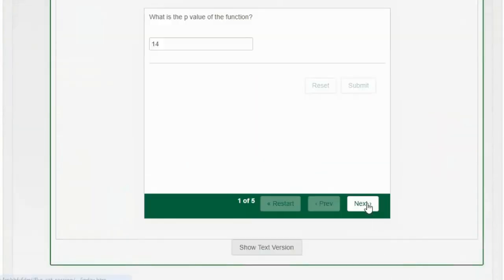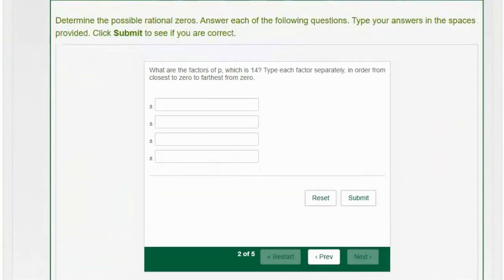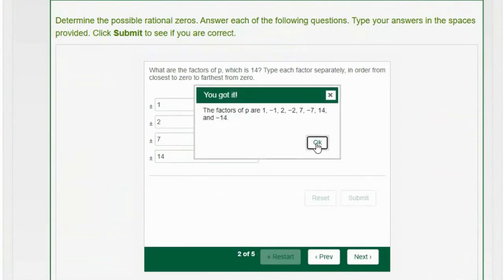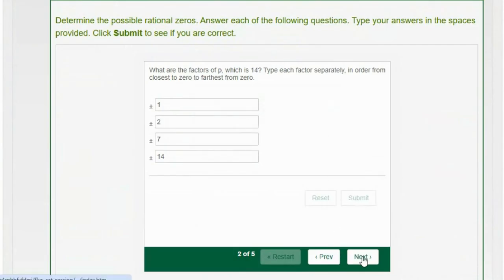So next, what are the factors of p, which is 14? Type each factor separately in order from closest to 0 to farthest from 0. Well, that would be plus or minus 1, 2, 7, and 14. Those are the only numbers that we could use to get 14, right? 1 times 14 and 2 times 7. So it's plus or minus each of those. 8 possible factors for this.